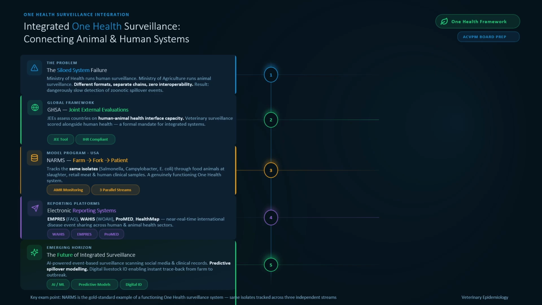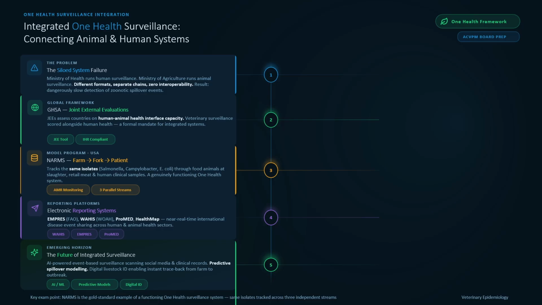Underneath all of this sit the electronic reporting platforms that make near real-time sharing possible. EMPRES-i from FAO, WAHIS from WOAH, plus ProMED and HealthMap. They move disease event information across the human and animal health sectors almost as it happens.